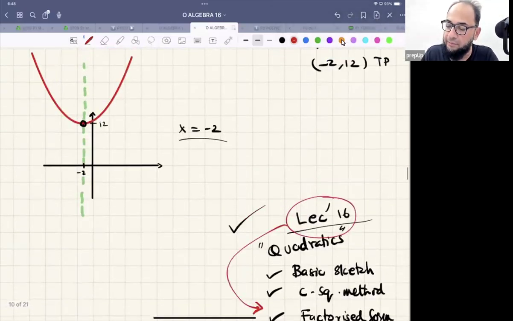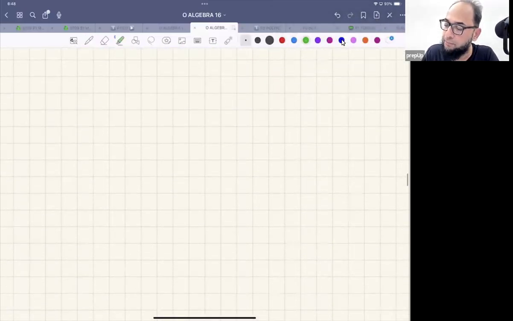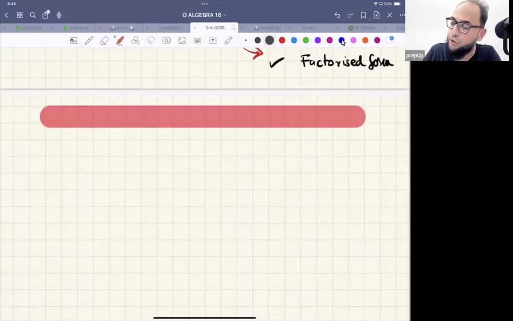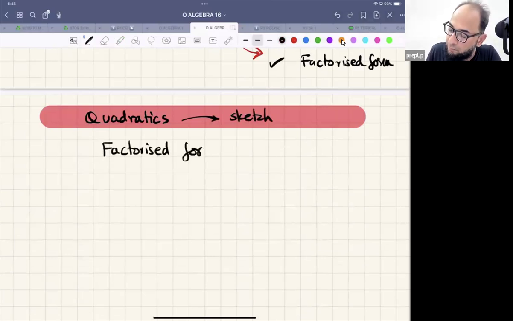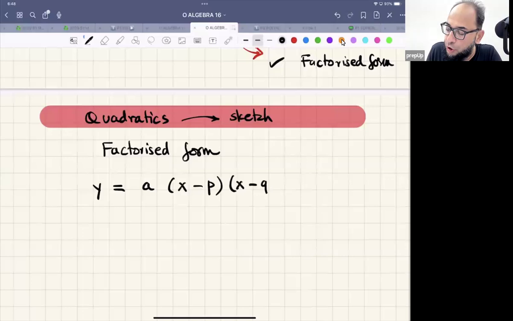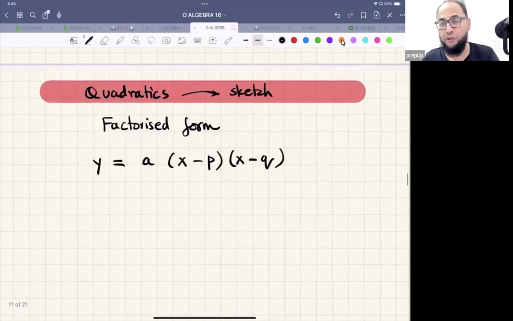So the third thing that we are focusing on in quadratics, maybe I was in a hurry, and the third thing in sketch is called the factorized form of quadratic equation. y equals a times x minus p times x minus q. They are in the factorized form.